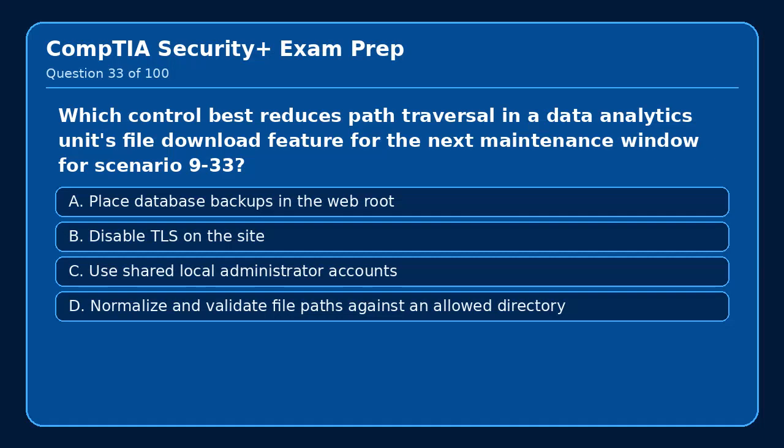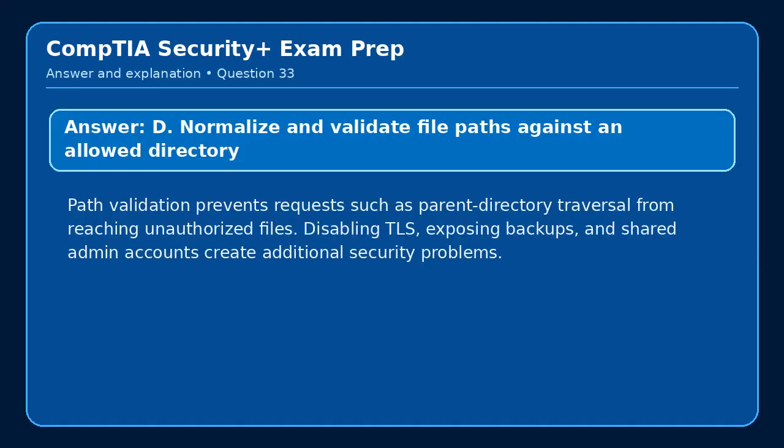Question 34. For a legacy application at a software company, which feature helps reduce buffer overflow exploitation during a quarterly review for scenario 9 to 34? A. Longer DHCP release times. B. Address space layout randomization and data execution prevention. C. A flat network topology. D. Larger email attachments. Take a moment to choose your answer.